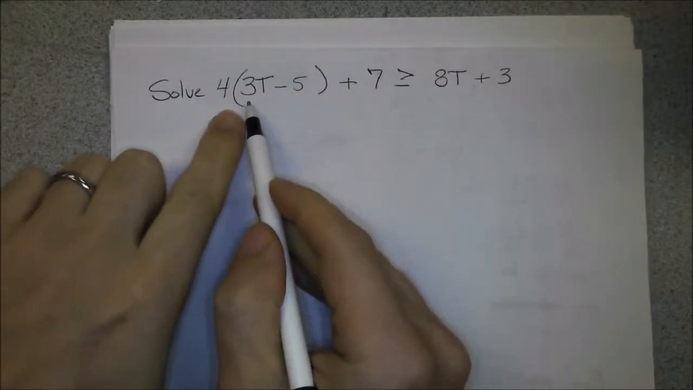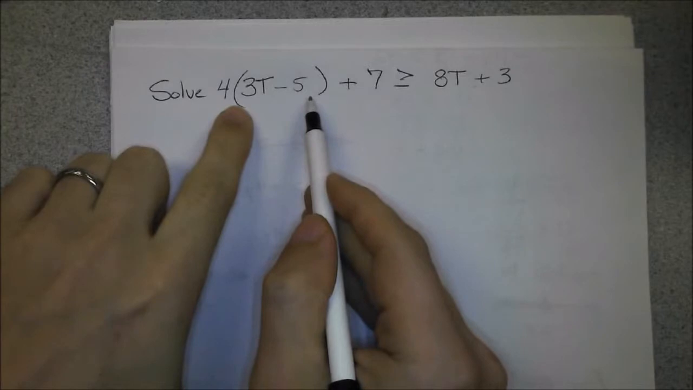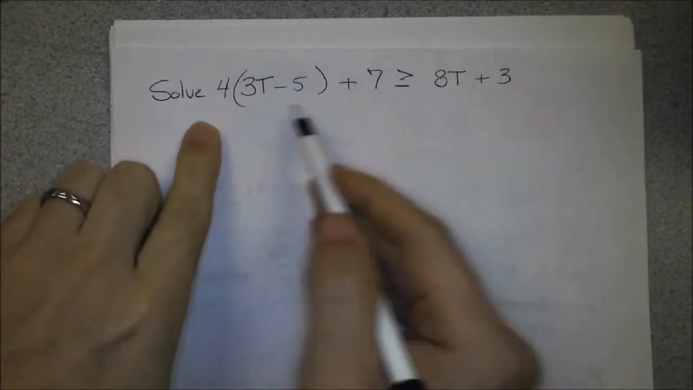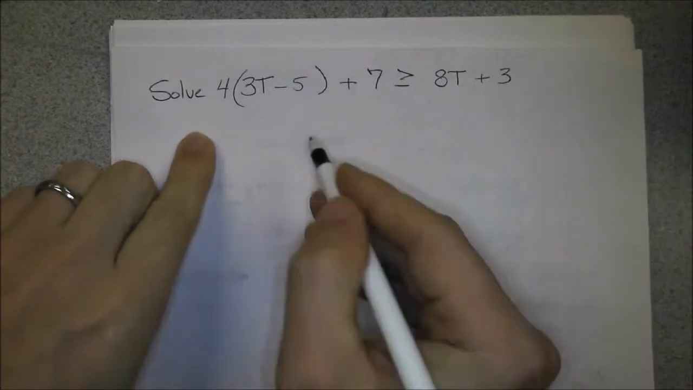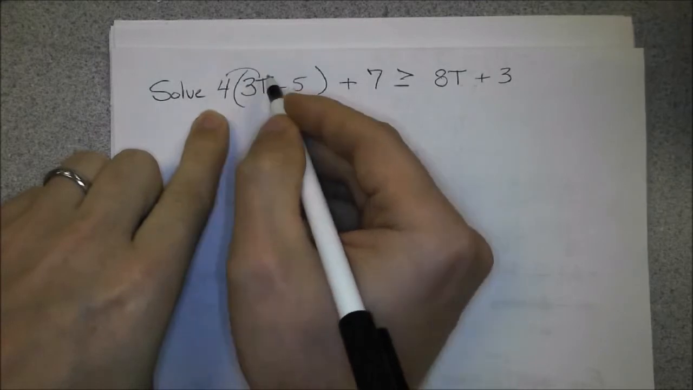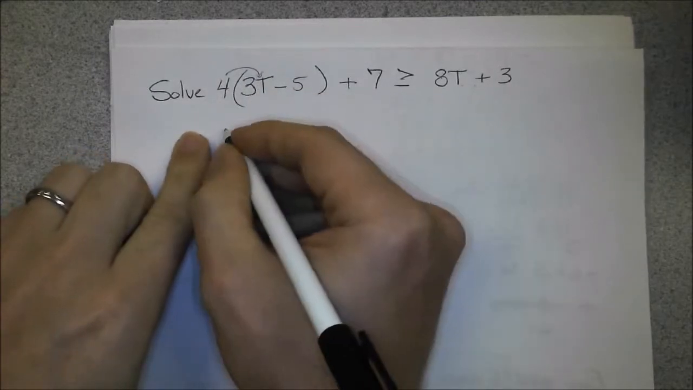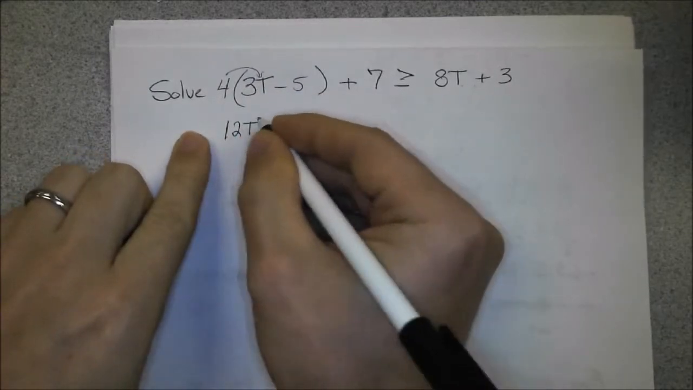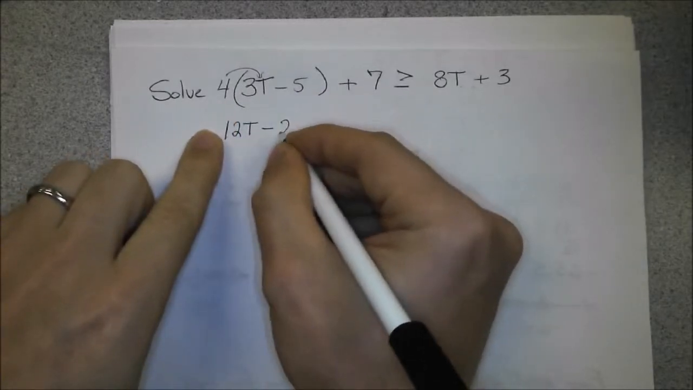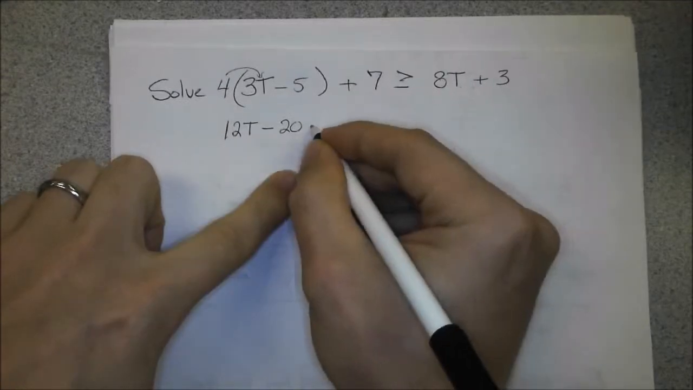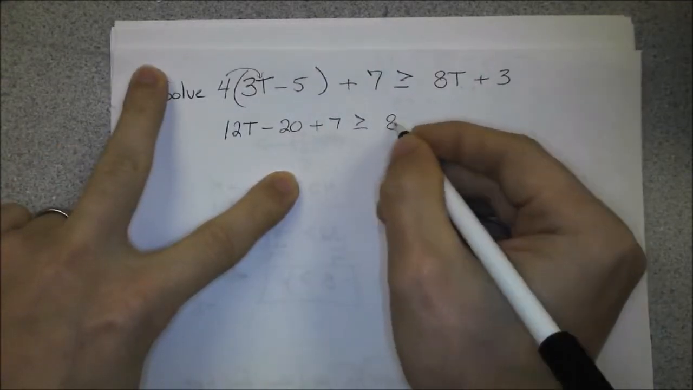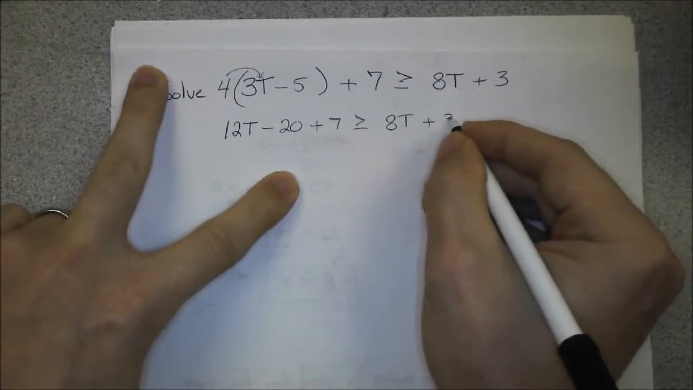Solve 4 times the quantity 3t minus 5, plus 7, greater than or equal to 8t plus 3. I know it's long, who cares, step by step. First thing is, I can simplify this, use distributive property. So, 4 times 3t, that's going to be 12t. And now, 4 times minus 5, that's going to be minus 20. I still have my plus 7, greater than or equal to 8t plus 3.